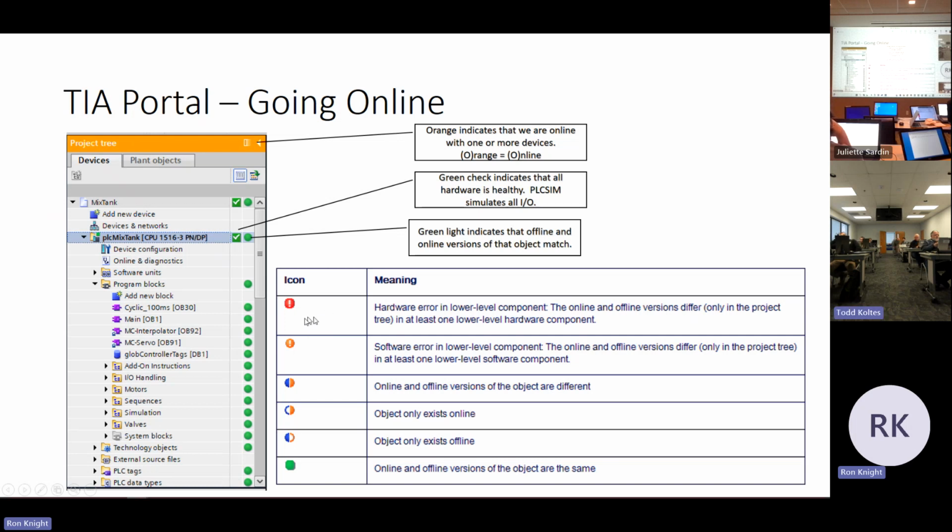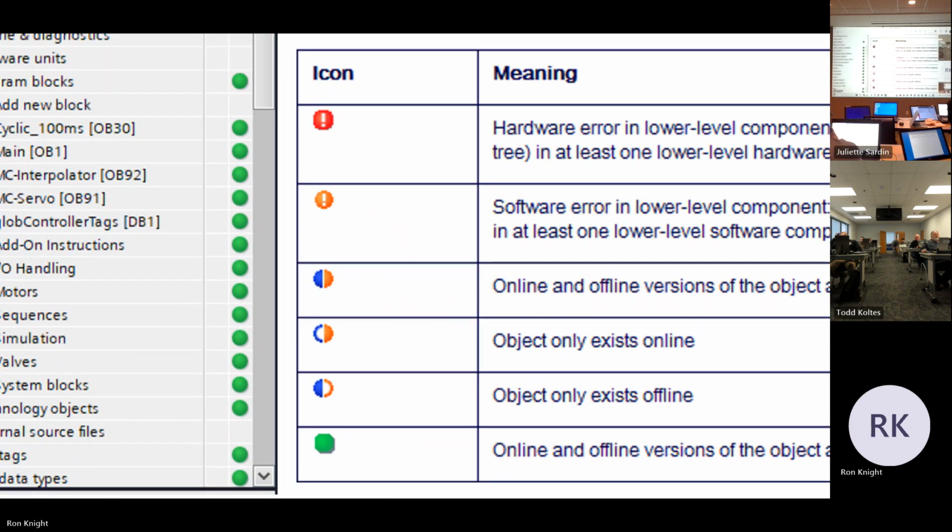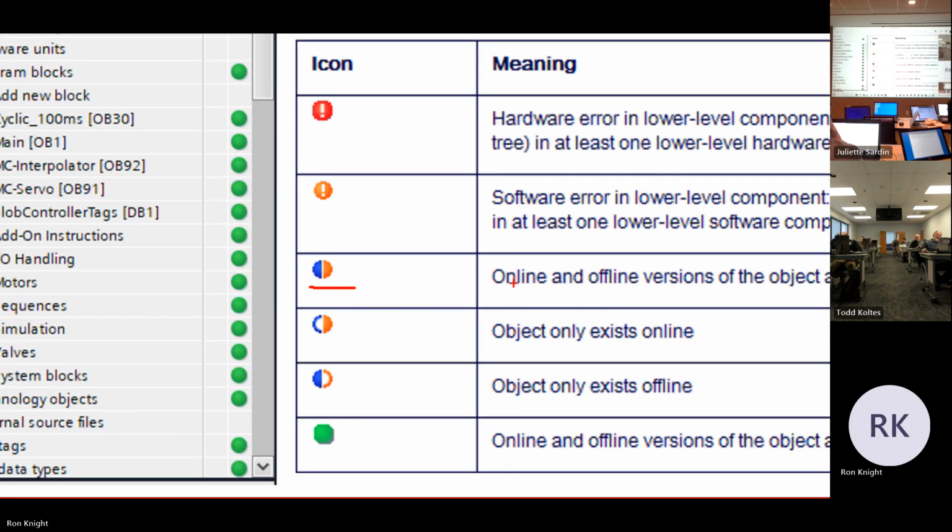Well, first of all, if you've got a hardware error, you're going to see a red exclamation point, and we're going to cause that a little bit later today. An orange exclamation point here tells us that we do have some differences between our online and offline code. And then we can just follow it down until we see these different symbols. So this guy right here tells us that object exists in both the online and offline projects, but they're not the same. Some modification has been made.